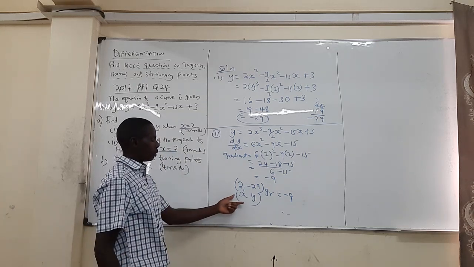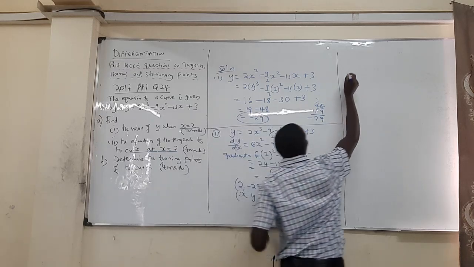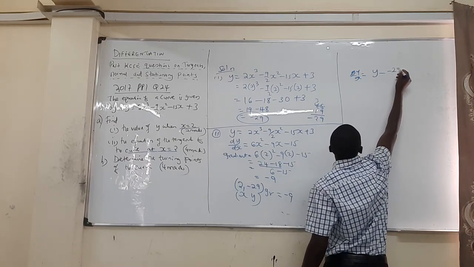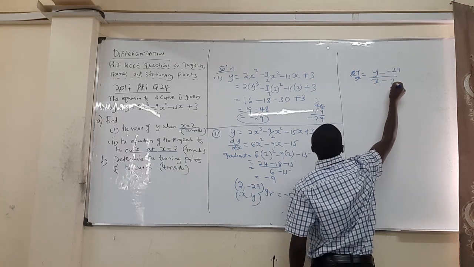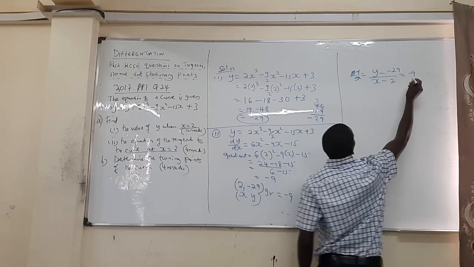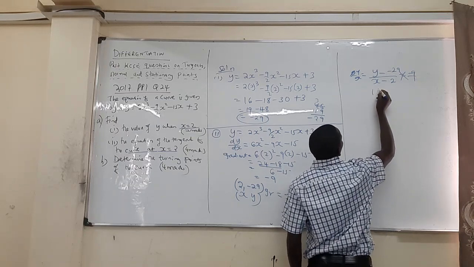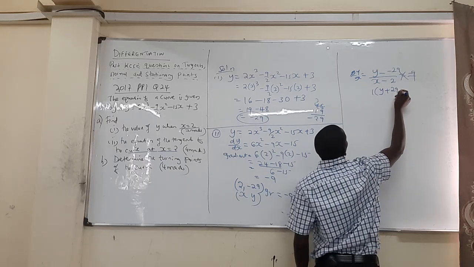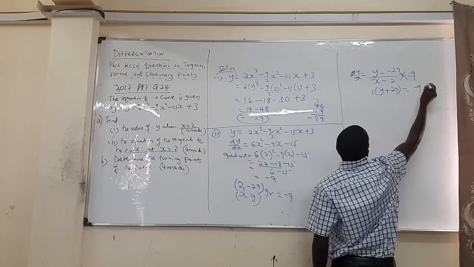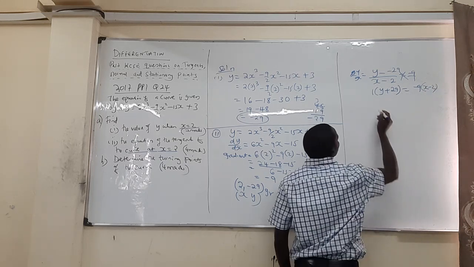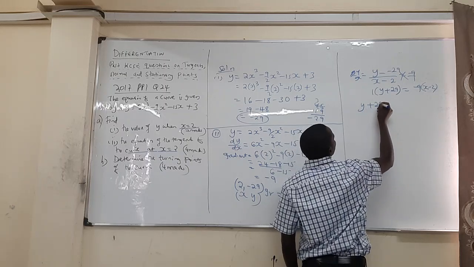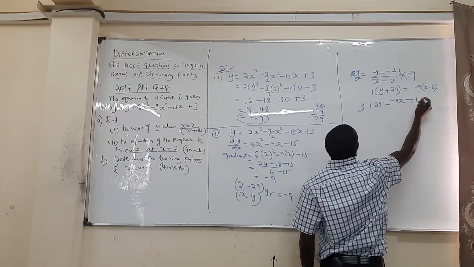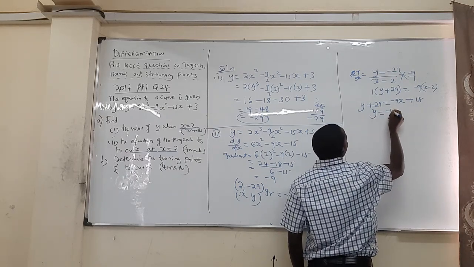So to get that equation, of course, the gradient is given by change in y over change in x. So we have y minus minus 29, divided by x minus 2. This is going to give us minus 9. So y, minus minus is plus, so that is y plus 29 equals minus 9 multiplied by x minus 2. You open the bracket, then minus 9 times minus 2 gets positive 18. So y plus 29 is equal to minus 9x plus 18.